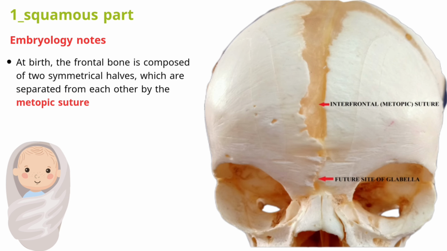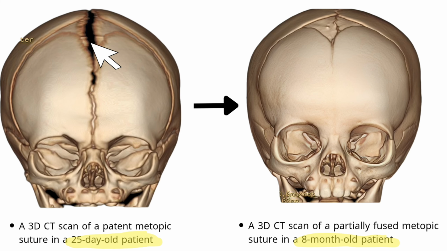At birth, the frontal bone is composed of two symmetrical halves, which are separated from each other by the metopic suture. The metopic suture separates the two frontal bones at birth and is the first skull suture to close physiologically, starting as early as 3 months and generally being completely fused by the age of 8 months.